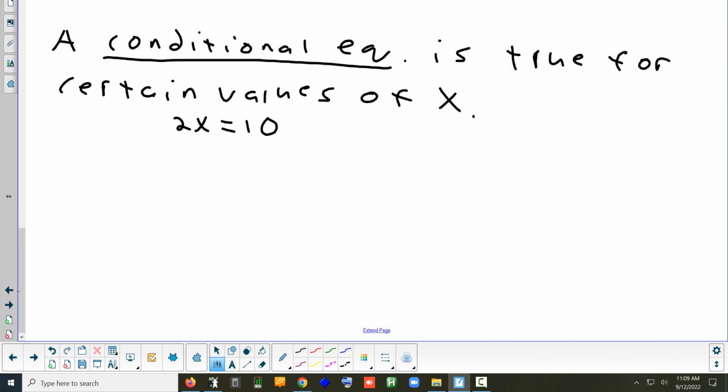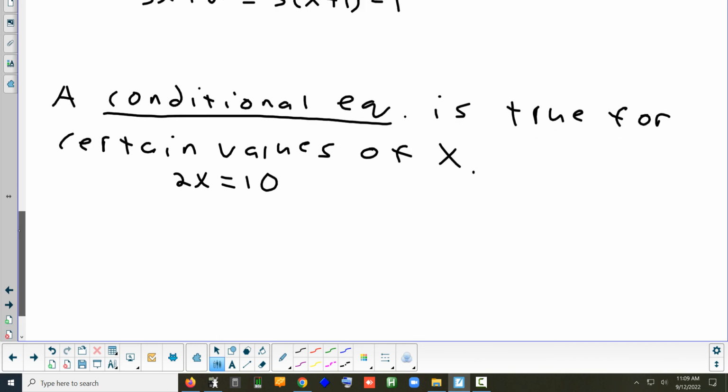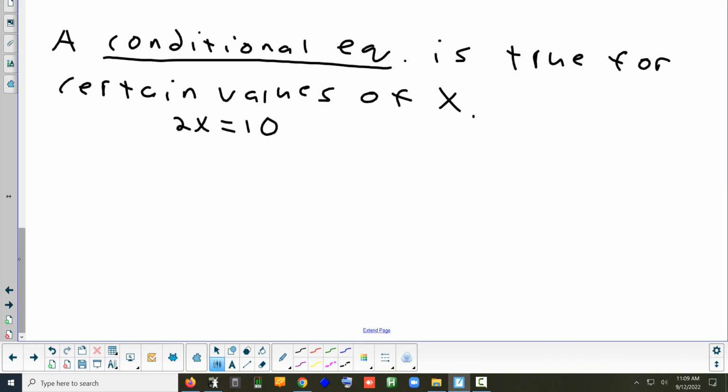Isn't that just the same as the equation with one solution? Yeah, an equation with one solution would be called a conditional equation. Okay. Same thing when we get to quadratics, but with quadratics, a conditional equation can have two solutions because it's quadratic. Oh, yeah. Linear conditional equation only has one.